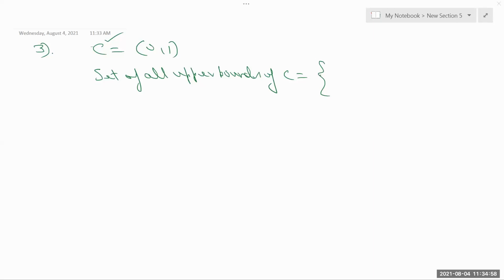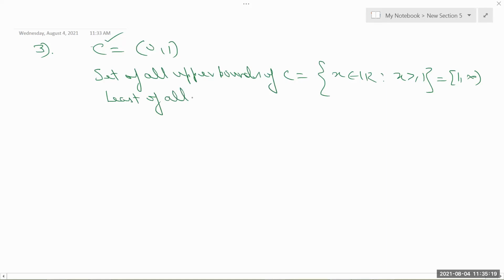Closed interval 1 to infinity, x belonging to R such that x is greater than or equal to 1, or in short we can say the closed interval 1 to infinity. So what will be the list of all upper bounds?